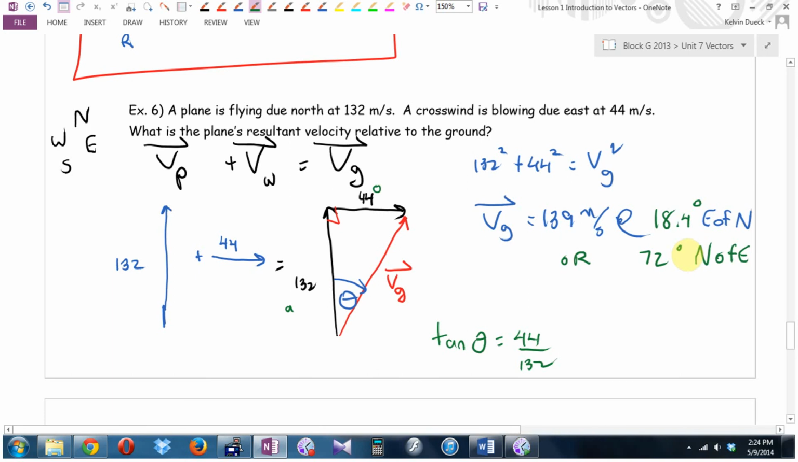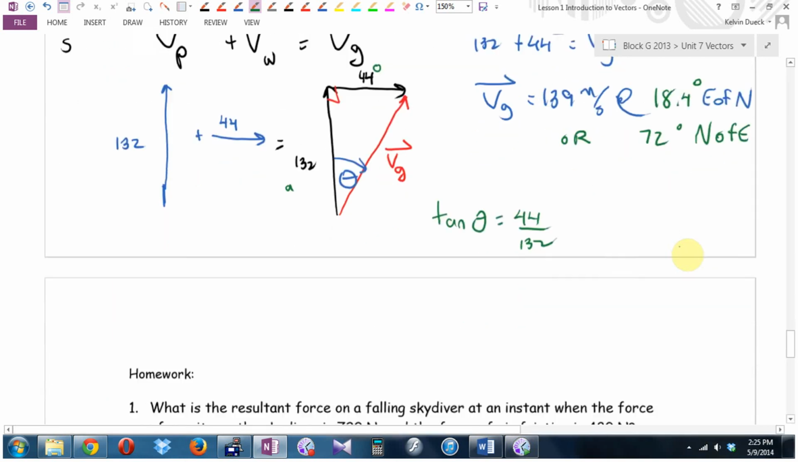So we can add velocities tip to tail and find the resultant. We can add forces tip to tail and find the resultant. We can add momentum tip to tail and find the resultant. We can add accelerations tip to tail and find the resultant. We can add displacements tip to tail and find the resultant. I think that's it for you guys this year for vectors. There are more out there, but that's it for you.